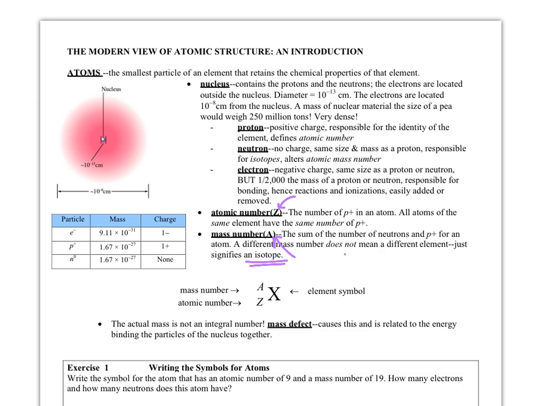When we write our isotopic symbol, we write our mass number on top with our atomic number on the bottom, next to the element symbol. That must be written on the left-hand side. That's the correct way to do it.